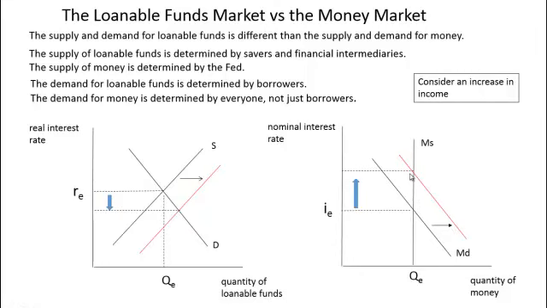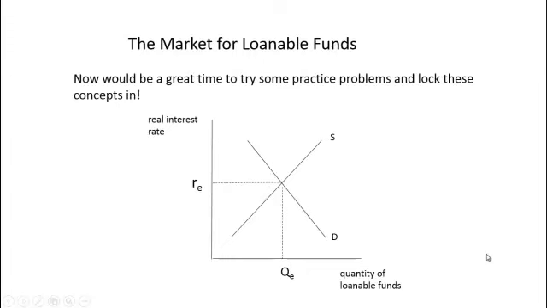It's best just to keep the two markets separate in your thinking. And when it comes up on an exam, if there's a question about loanable funds, use this. When there's a question about the money market, that's a completely different analysis. I hope this helped. Here's some more practice problems to lock these concepts in.